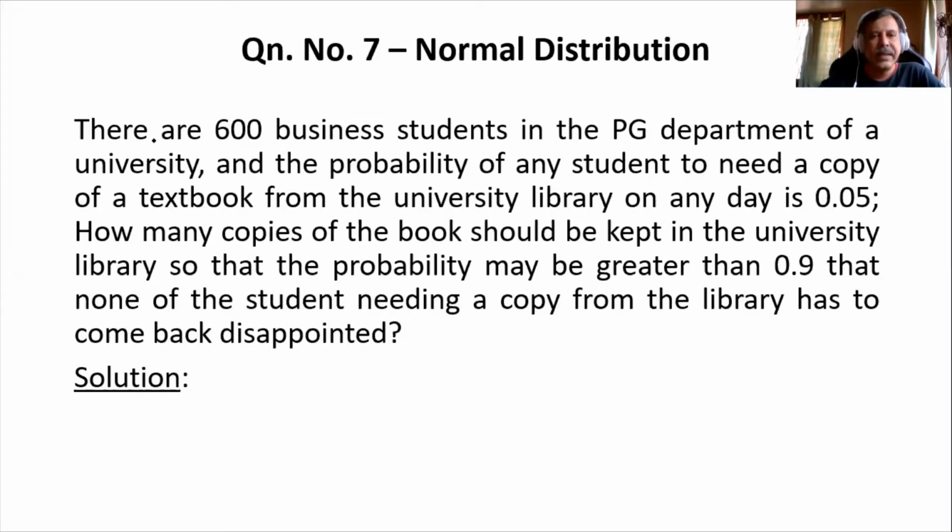There are 600 business students in the postgraduate department of a university, and the probability of any student to need a copy of a textbook from the university library on any day is 0.05. How many copies of the book should be kept in the university library so that the probability may be greater than 0.9 that none of the student needing a copy from the library has to come back disappointed?